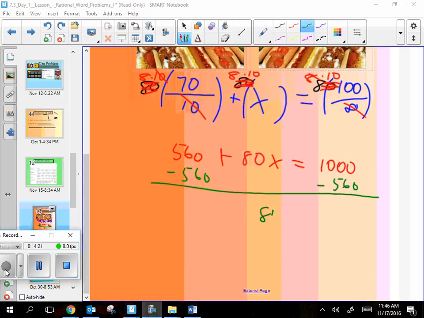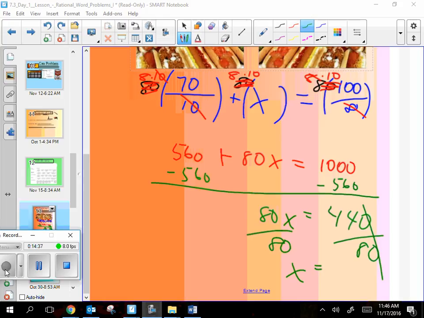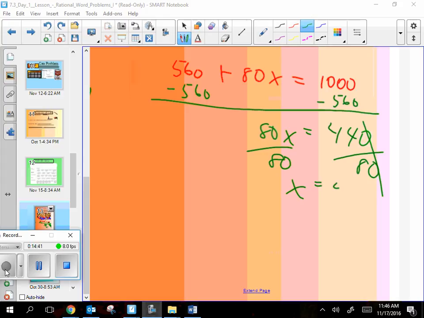And you have 80x equals 440. Is that right? Okay. And then I have to divide by 80. And then I can reduce this thing. Zeros can cancel. 44 divided by 8. Anybody tell me what 44 divided by 8 is? X equals 5.5. Very good.